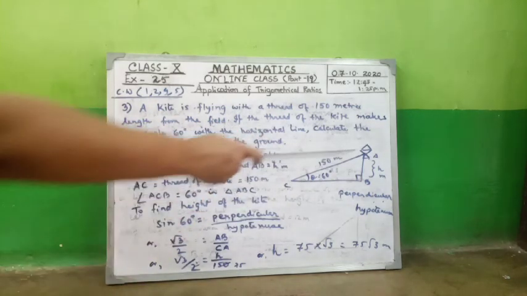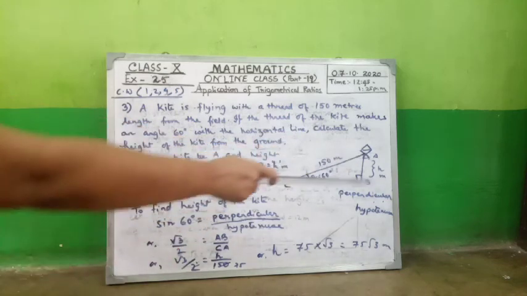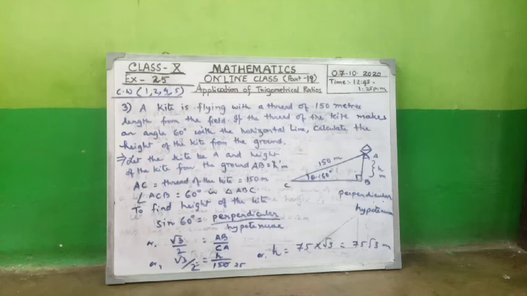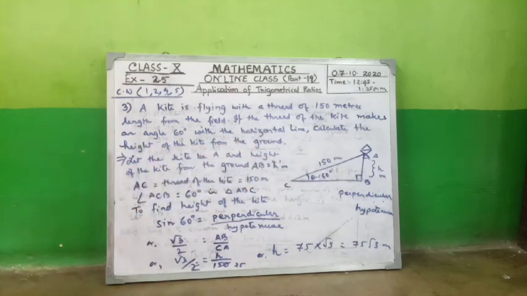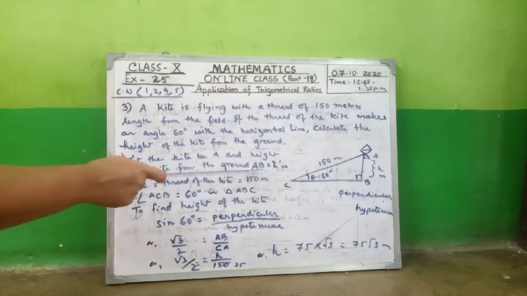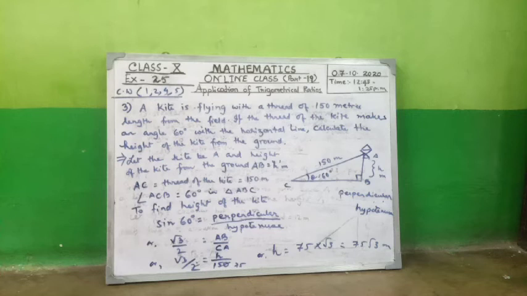Let the kite be A. Alright. So this is creating what type of triangle? A right angle triangle. Obviously this length will be the perpendicular, this is the hypotenuse, that is the thread of the kite, and if you join these two, it will form the base BC. Now let the height of the kite from the ground AB be equal to h meter. Always measure height in h meter and distance in D. This is a clear conceptual point: if you have to measure height, write h meter, and if you have to calculate the distance, write D meter.